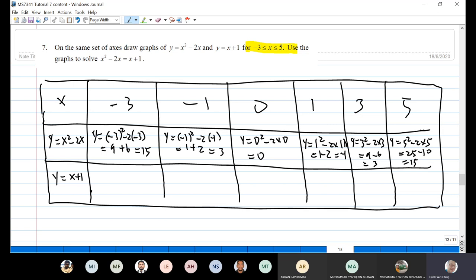Then the other one is y equal x plus 1, right? When x equal to minus 3, y equal to minus 3 plus 1, and minus 2. When x equal to minus 1, y equal to minus 1 plus 1, you get 0. One more point, when x equal to 0, so y equal to 0 plus 1, you get 1. This is enough for it because the second one is a straight line. 3 points is enough for a straight line now. So after you got this table, okay, you get enough points to form the graph now.